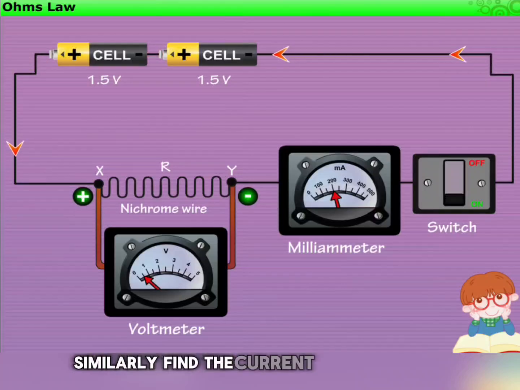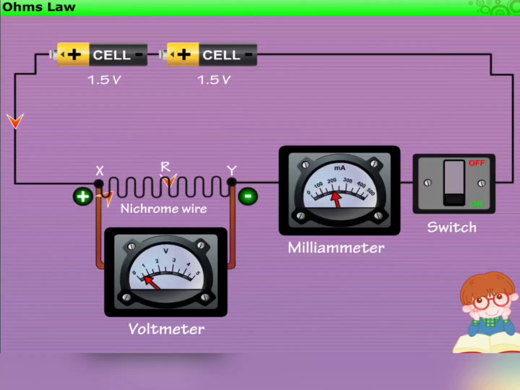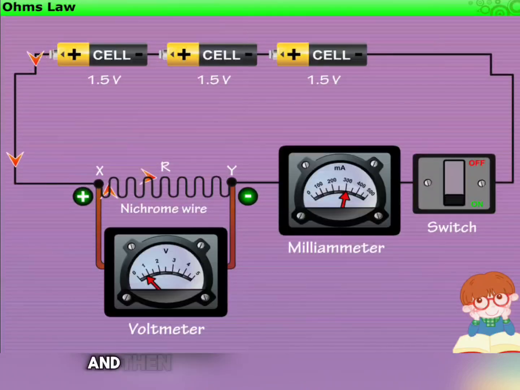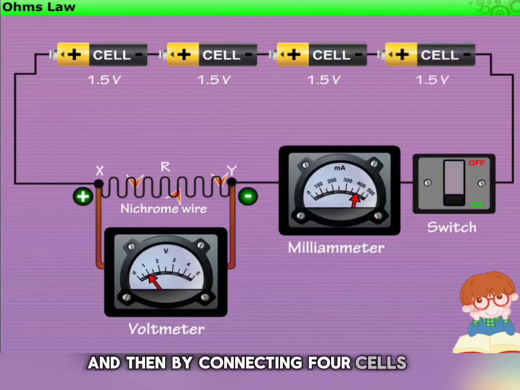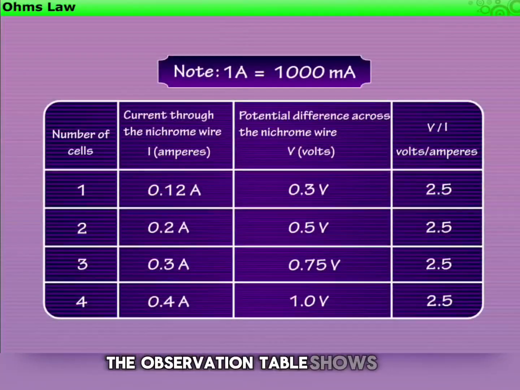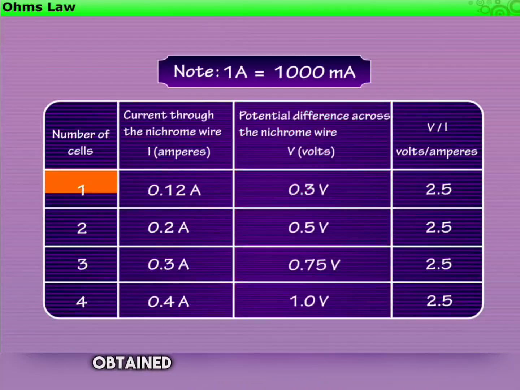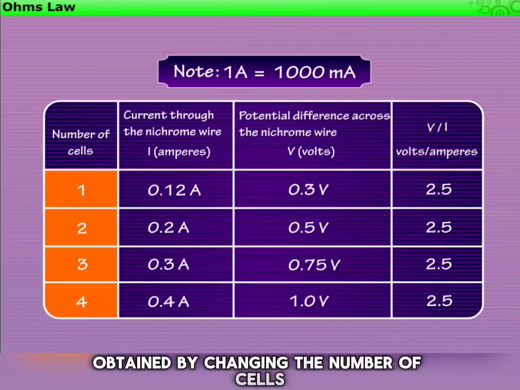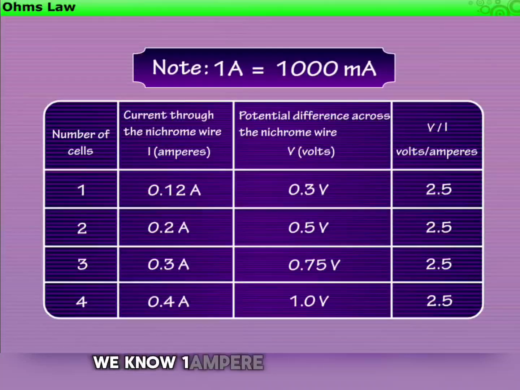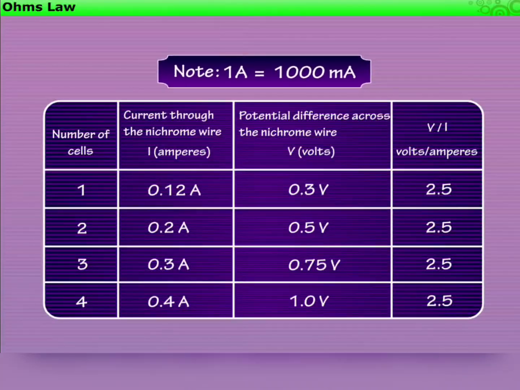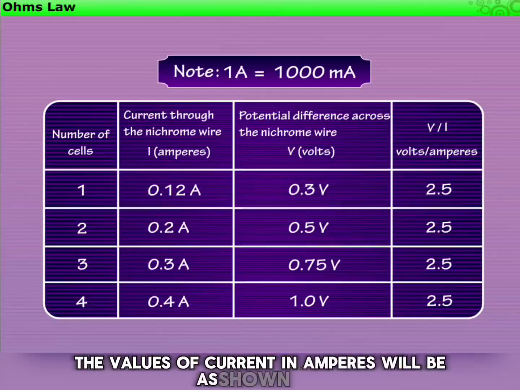Similarly, find the current and potential difference, V, by connecting 3 cells, and then by connecting 4 cells in the circuit. The observation table shows the current and voltage values obtained by changing the number of cells. We know 1 ampere is equal to 1000 milliamperes. Therefore, the values of current in amperes will be as shown here.